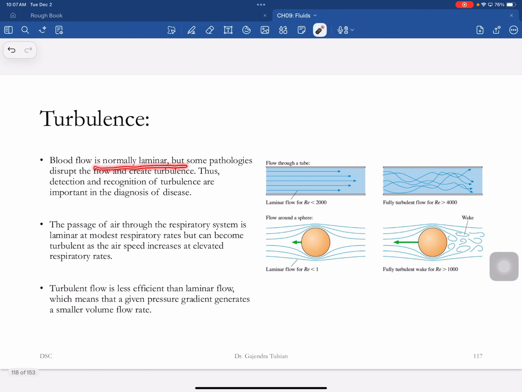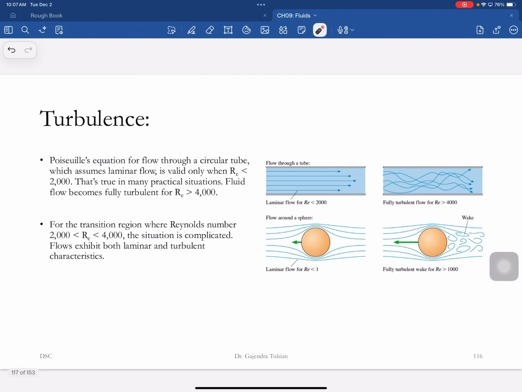Blood flow is normally laminar, but some pathologies disrupt the flow and create turbulence. So disease pathologies will create turbulence. Like I said, when a doctor is using a stethoscope, they're listening for turbulence, and that indicates some pathology.